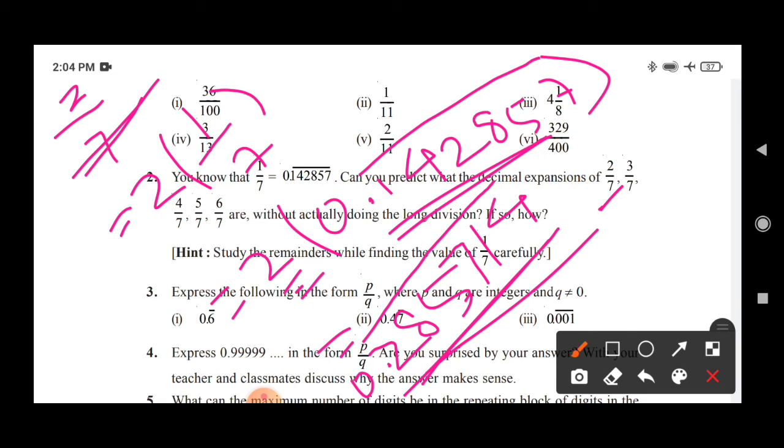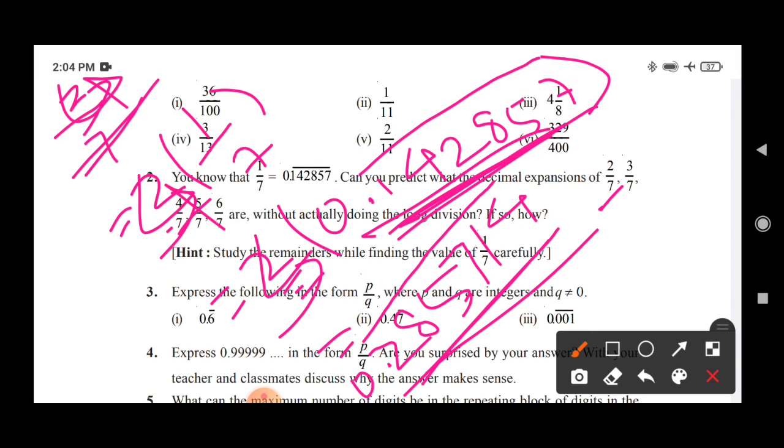Like that, suppose 3 by 7, then it is 3 into 1 by 7, it will be also 3. So this part will be multiplied by 3. Okay, and if 4 by 7, then it will be 4. So now this part will be multiplied by 4, you will get another answer. This way you can solve this question number 2.